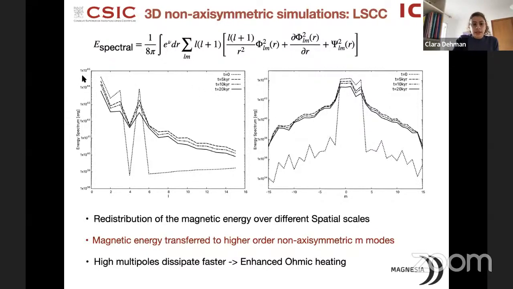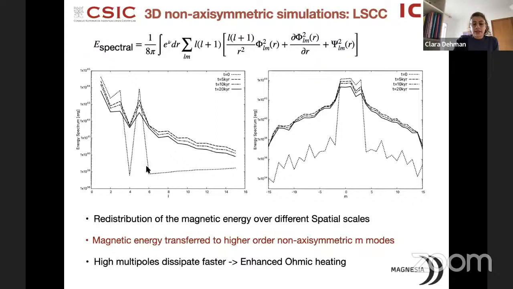At time 0 we can see the initial topology that I define, which is from L equal 1 to L equal 5, and we also see that it was a non-axisymmetric topology, since not only the M modes are at the beginning, but there are several higher, non-axisymmetric M modes that are also excited.